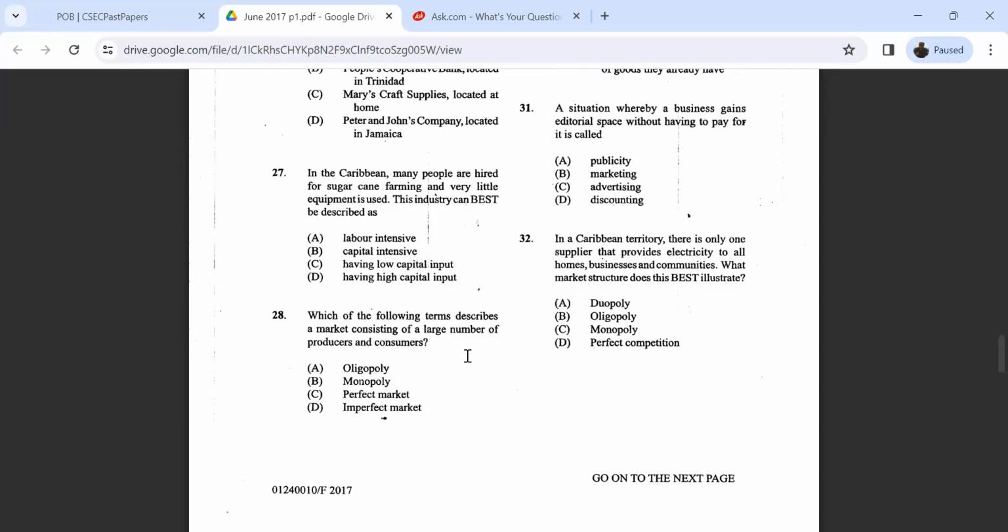Number 27. In the Caribbean, many people are hired for sugarcane farming and very little equipment is used. This industry can be best described as labor intensive. A, correct. If there are many workers and very little capital or machinery, it's labor intensive. If there are very few workers and a lot of capital or machinery, then it's capital intensive.